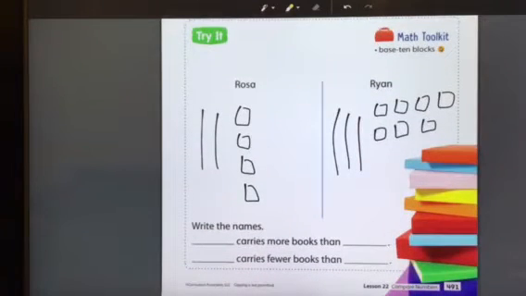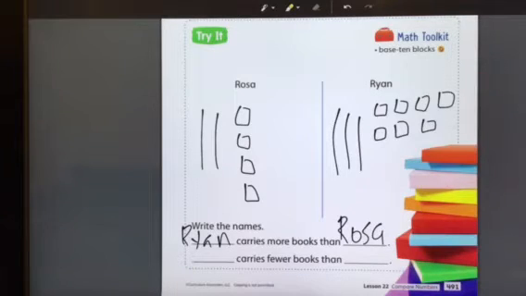Now, when I go to write the names to compare, the first one says blank carries more books than blank. When I look here at the tens, I see there's 2 tens. And when I look over at Ryan, I see there's 3 tens. I know that 3 is greater than 2. Therefore, I know that Ryan has more books than Rosa. So on this line right here, we're going to write Ryan carries more books than Rosa.